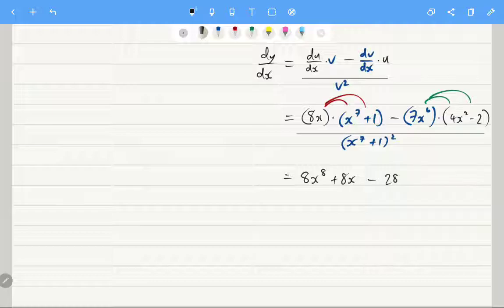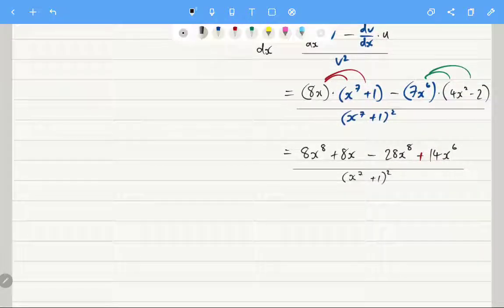We're going to get 28x to the 8 minus 14x to the 6. And then I can get rid of the negative here. Makes that plus, makes that negative. And now I can do some like terms. I've got two of these terms, both to do with 8x. Oh, sorry. Got to put my denominator in. x to the 7 plus 1 squared.